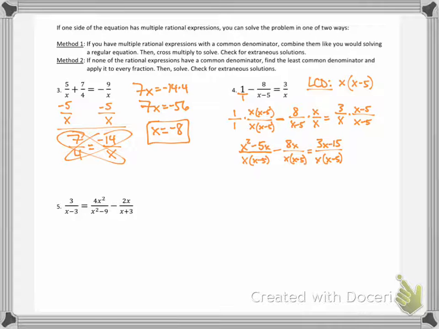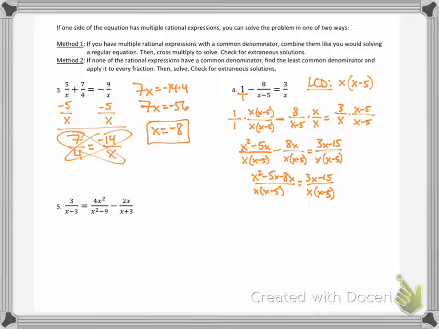When I combine these together, the nice thing is I can look at this problem and say they all have the same denominator. So I can combine what's on the left here. I'll have x squared minus 5x minus 8x over x times x minus 5 equals 3x minus 15 over x times x minus 5.